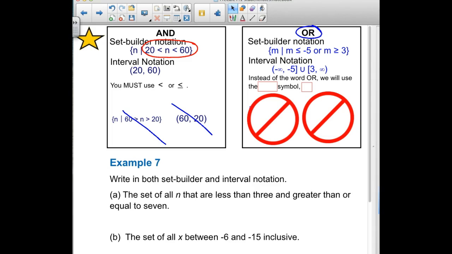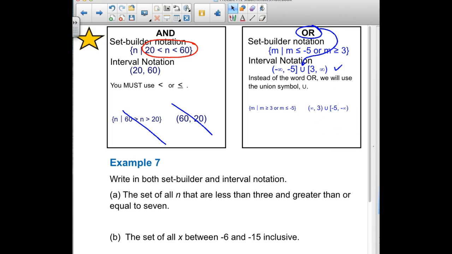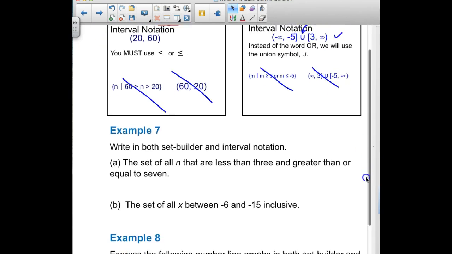So in set builder notation, we can say m such that m is less than or equal to -5. So everything to the left and equal to -5. Or we could have that break and jump to a +3, and we want m to be greater than or equal to 3. Okay, interval notation looks like this. The "or" is that union symbol. All right, so again, we do not want to put smaller numbers on the right-hand side. Okay, so just be careful how you're organizing your numbers.